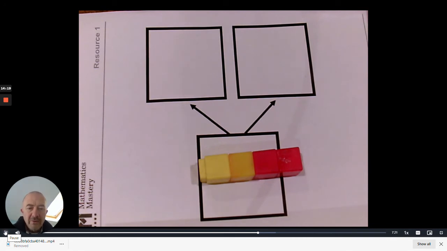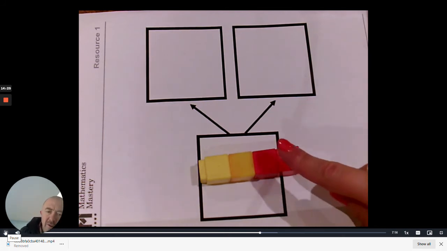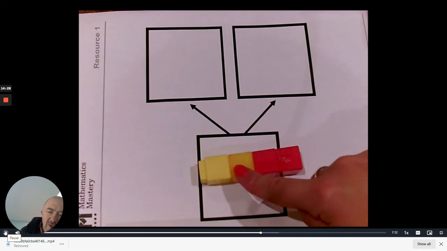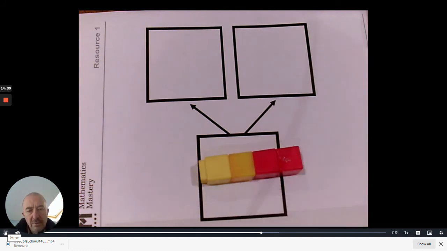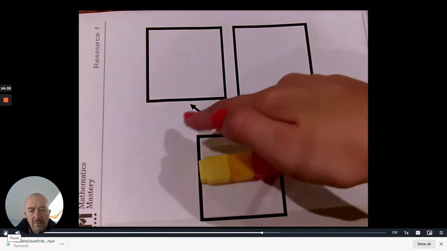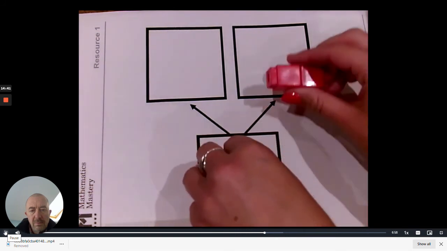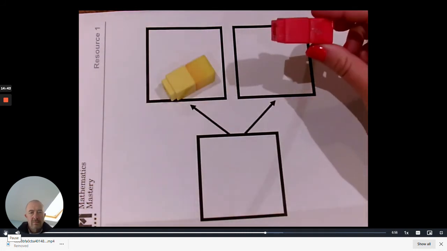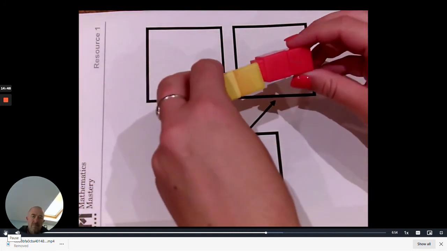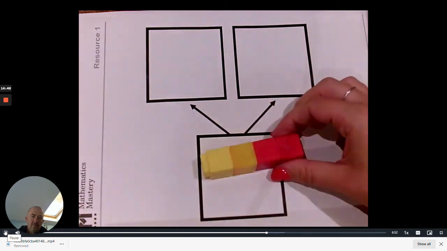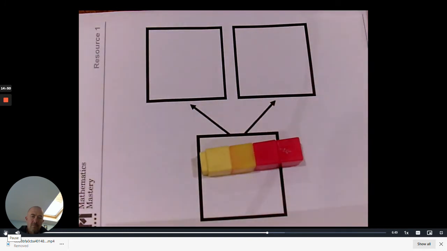1, 2, 3, 4. Let's count together to see if you are right. Ready? 1, 2, 3, 4. Well done. 4 is our whole, or we have 4 pieces of fruit all together. We could also say 2 plus 2 is equal to 4. Fantastic learning, everyone.